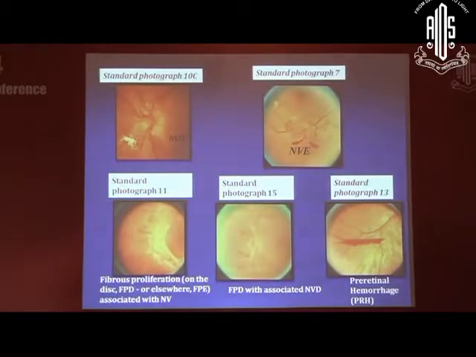Further moving on to the proliferative stage, standard photograph 10C defined what is known as the neovascularization at the disc or within one disc diameter, which is known as NVD. Similarly, elsewhere in the retina, it is called NVE. The photographs further defined the fibrovascular proliferation associated with neovascularization, as you can see over the disc here, as defined in photograph 11. Similarly, it can be associated with fibrovascular proliferation with the disc as in photograph 15. And in photograph 13, one can make out a pre-retinal or subhyaloid hemorrhage.